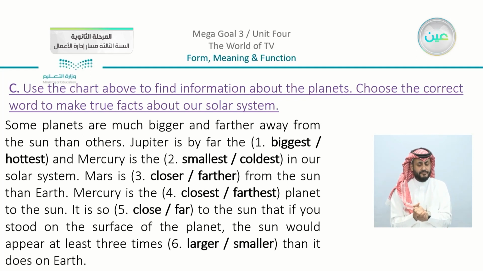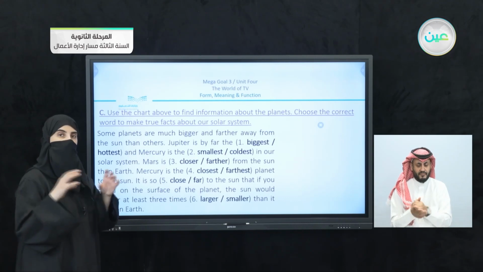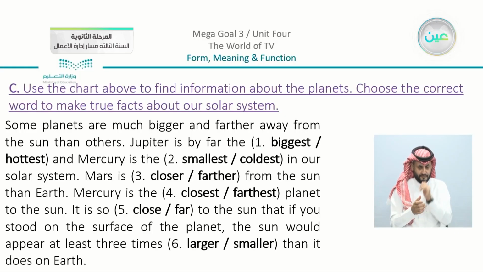Now let's just read. We have here some planets are much bigger and farther away from the sun than others. Jupiter is by far the, so since I have here by far the, we have biggest or hottest, and Mercury is the blank. We have smallest and coldest, sorry. So going back to the table that we have in the book, and you can just compare and see the sizes and the distances that are mentioned. You can choose that we have here the biggest, and Mercury is the smallest in our solar system.